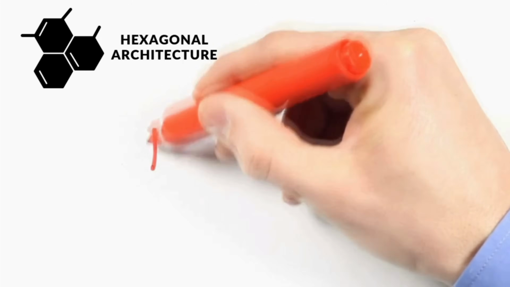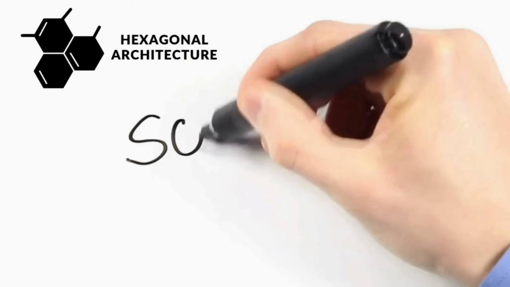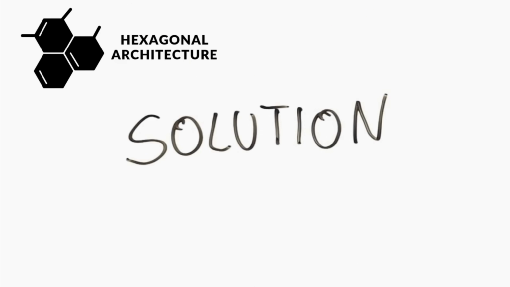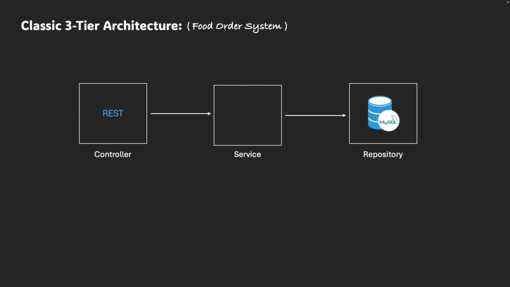So first, let's understand the problem without hexagonal architecture, then we'll see how it solved that problem. This way, you'll get a clear picture instead of just trying to remember it. Okay? Now, let's say you are building a food order system. A user places an order via REST API, the controller receives the request and passes it to the service, then your service calls your database to save that order object. This is a generic and simple flow which works perfectly fine.